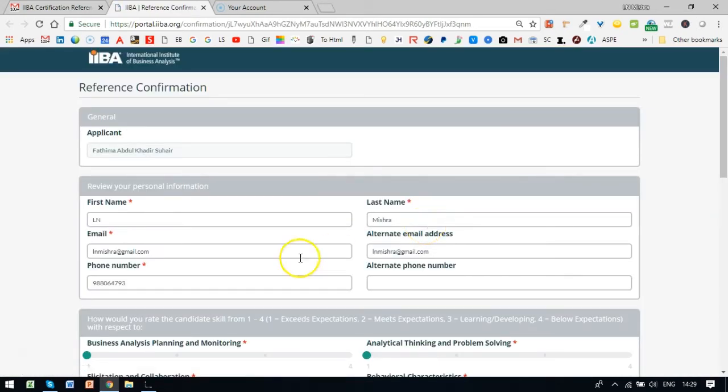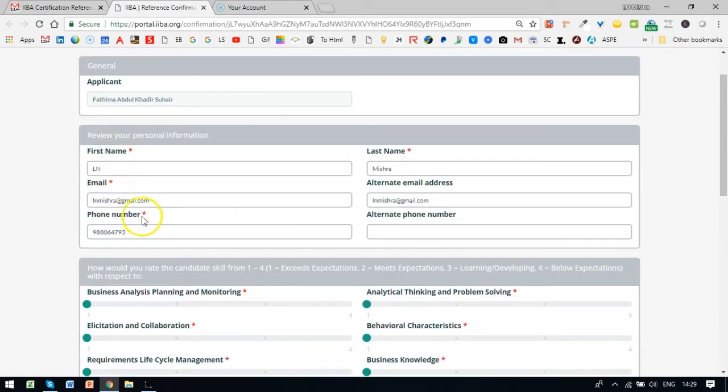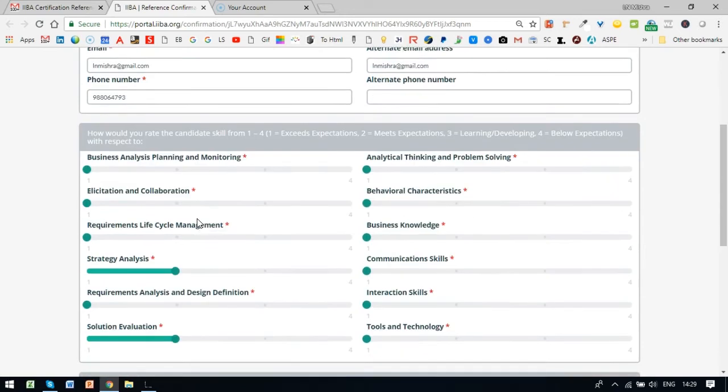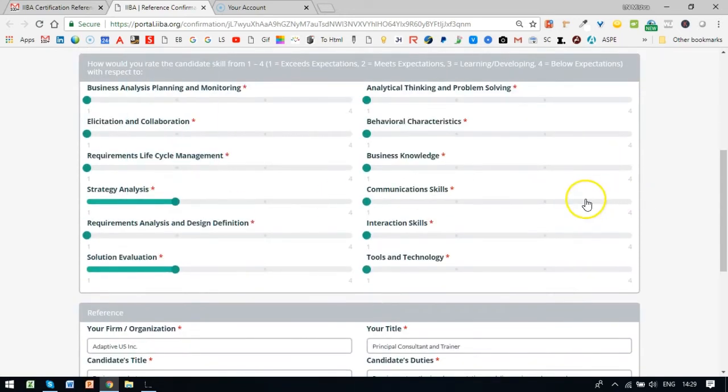And if you see here on the top, it shows the applicant's name. And since the applicant has already provided certain details, it will already be there here. Coming down, the first part where IIBA expects you to provide your inputs is how does the person perform on various knowledge areas of BABoK and the underlying competencies mentioned in BABoK.